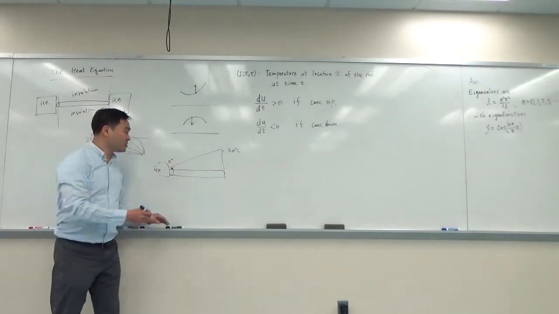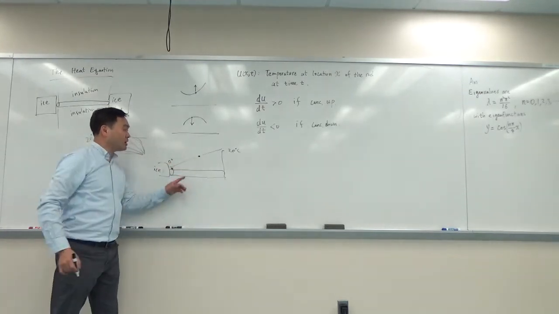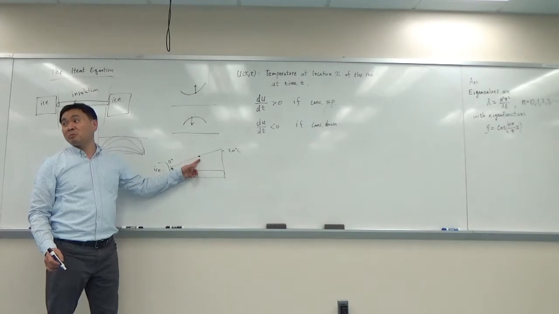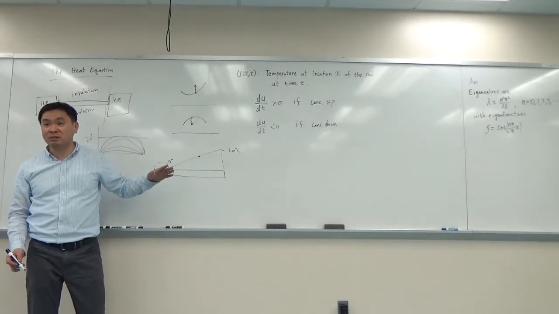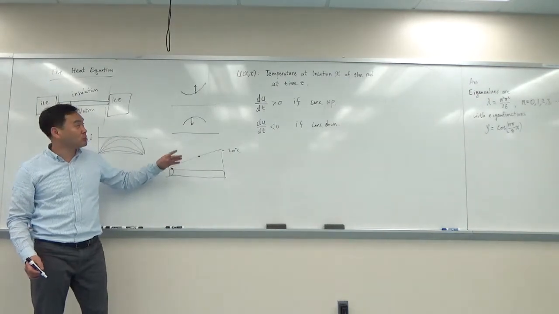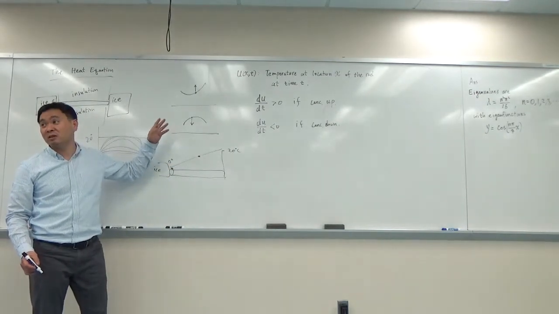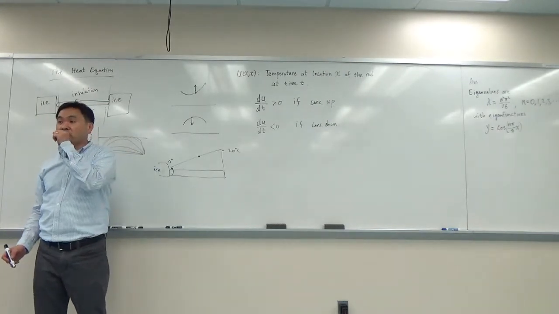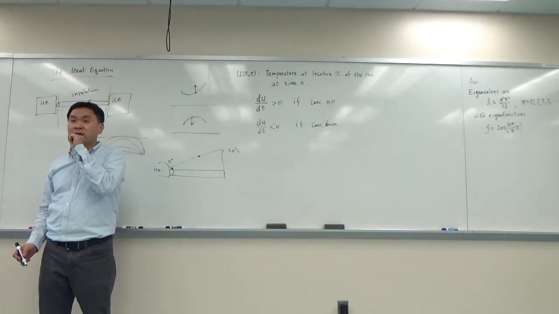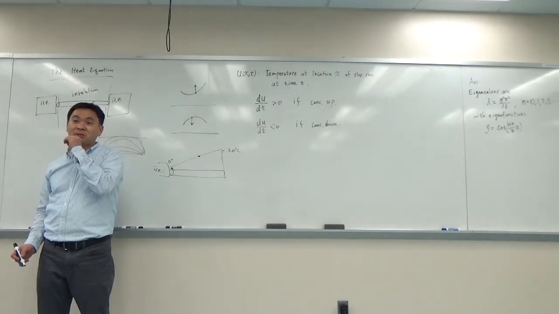And in that case, at any point, the temperature won't go up or down. So it has nothing to do with the first derivative. See, the change of the temperature in this case will only have to do with the concavity. But how do you measure concavity? What gives you concavity? Second derivative, right? The second derivative gives you concavity.